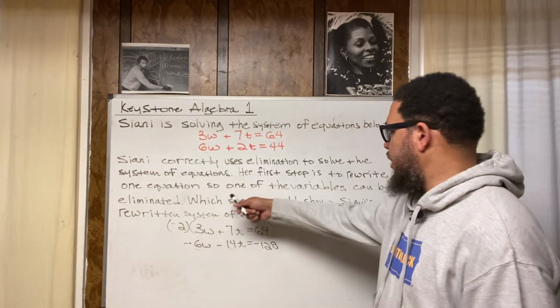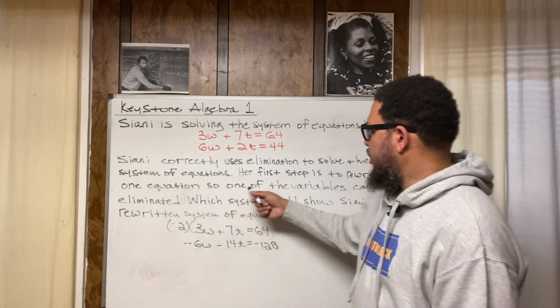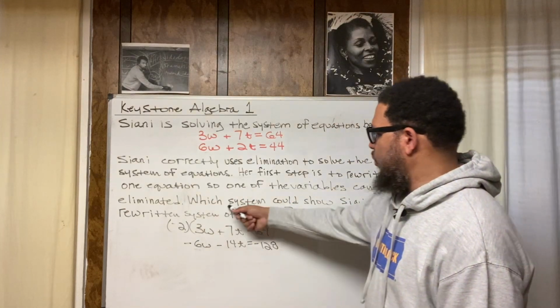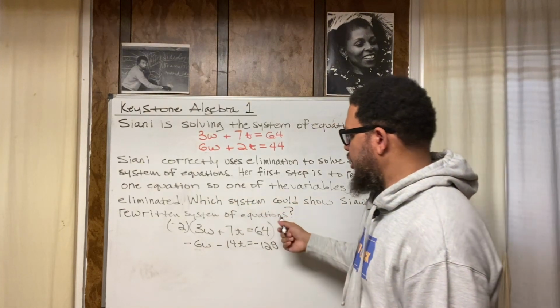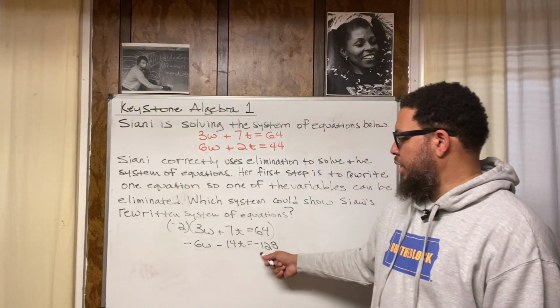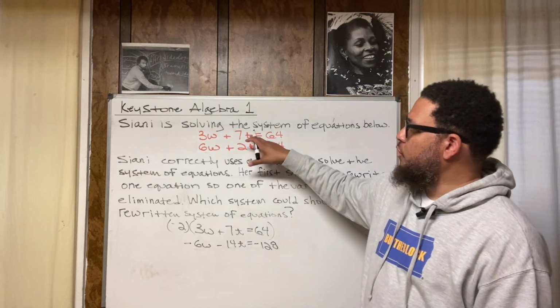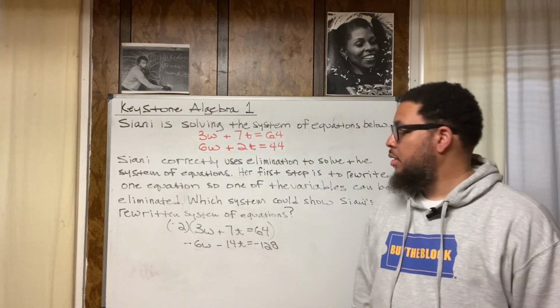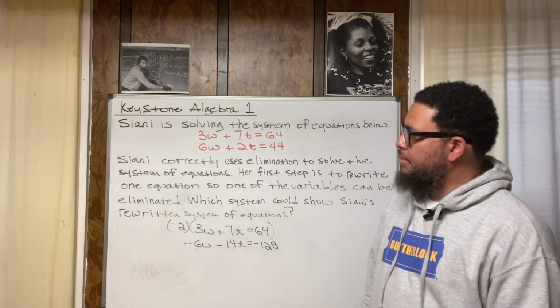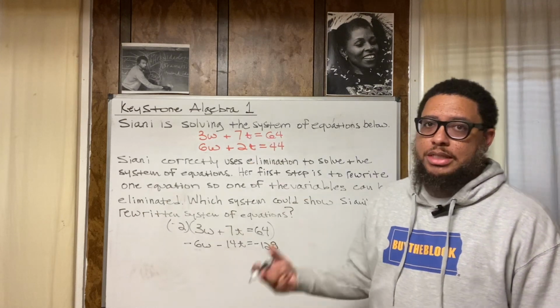So it says Siani's first step is to rewrite one equation so one of the variables can be eliminated. Which system could show Siani's rewritten system of equations? So in one of the answer choices, this could be one of the rewritten equations in the system. Now, what if you wanted to eliminate the t's? The least common multiple of 7 and 2 is 14.